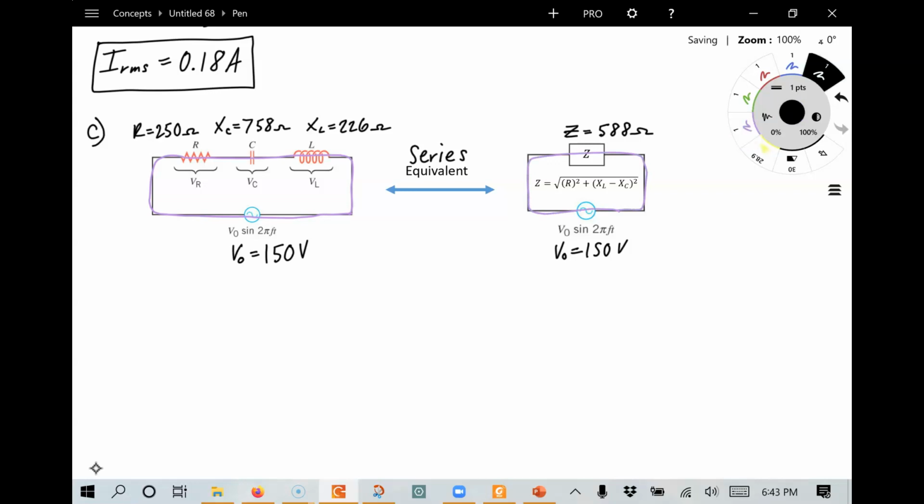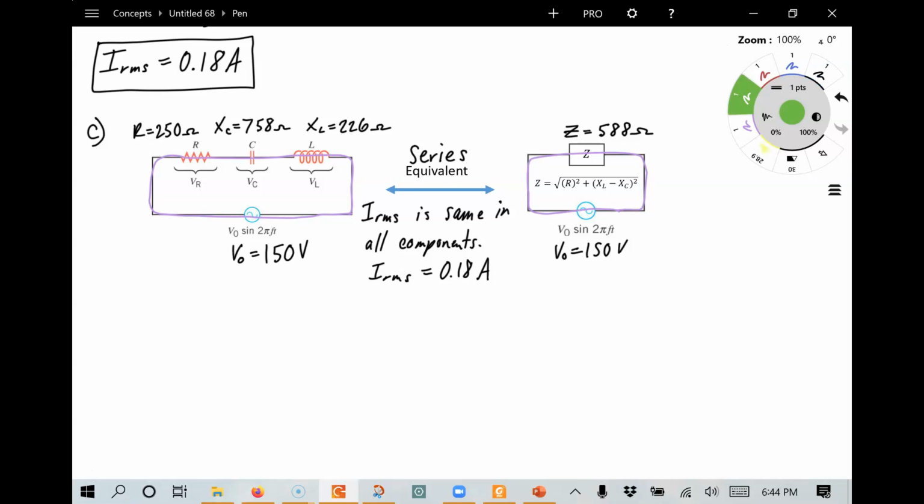So to write that, I'm going to just write I RMS is the same in all components. And in fact, we know what it's equal to. From part B, it's 0.18 amps. So now I want to calculate the voltage. We've got the picture here, and it asks us to calculate the voltage across each of the components. So I want to know what the voltage is across the resistor, the capacitor, and the inductor.